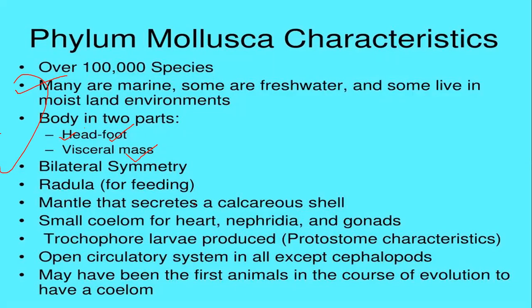The chemical composition of the shells is calcium. There is a small coelom for the heart, nephridia, and gonads. So there is a coelom as well because they are coelomates. They have spaces around the heart, nephridia, and gonads. I'm going to discuss the trochophore larva a little after discussing the coelom.